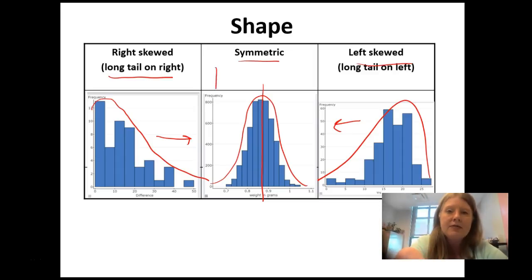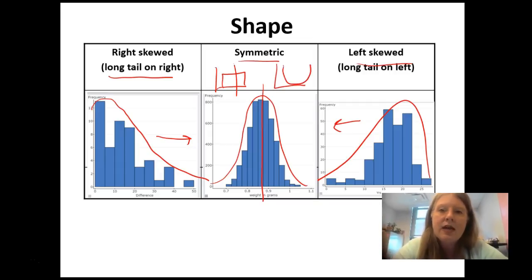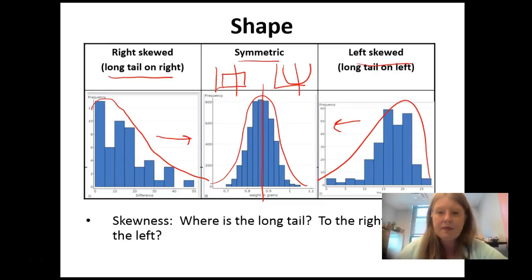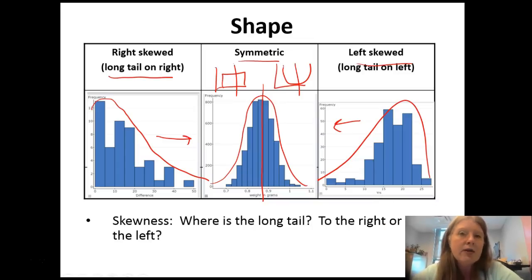For instance, maybe you have something like this, where you have a square shape. We cut it in the middle, each side looks the same. Or maybe you have something like a U shape, like here. Again, we cut it in the middle, each side is a mirror image of the other side. So when you're judging skewness, you always want to think about where the long tail is. You don't judge it based on where most of the data is. You base it on the direction that the tail points off to. If the tail is going to the right as you're looking at the distribution, it's skewed to the right. If it's going to the left, it's skewed to the left.